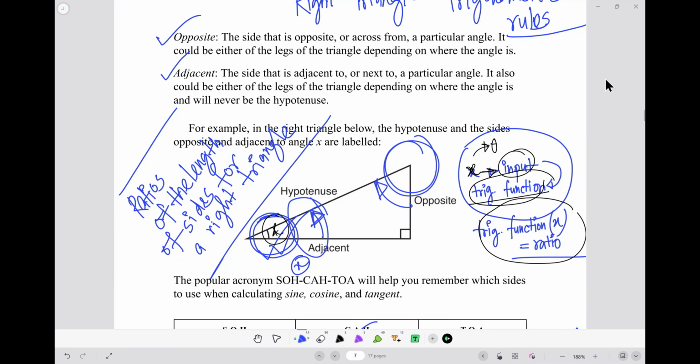Why? The definition will not change for the trigonometric function, rather than the function's input, the ratio, the sides will change. And then for this angle of interest, this is going to be the opposite side, and this is going to be the adjacent side. Do you got it? What I'm talking about?